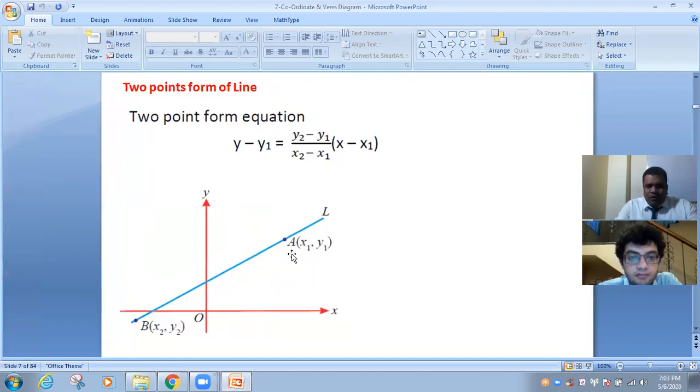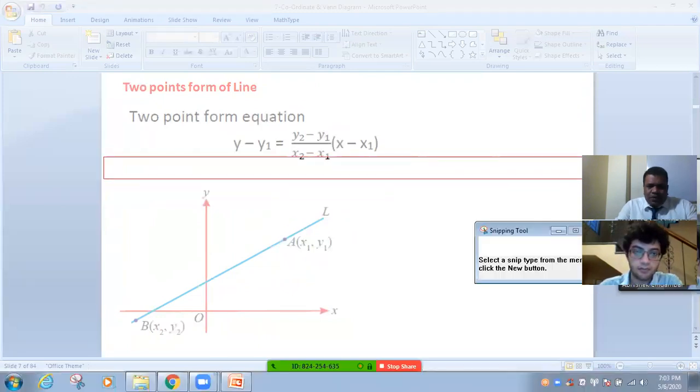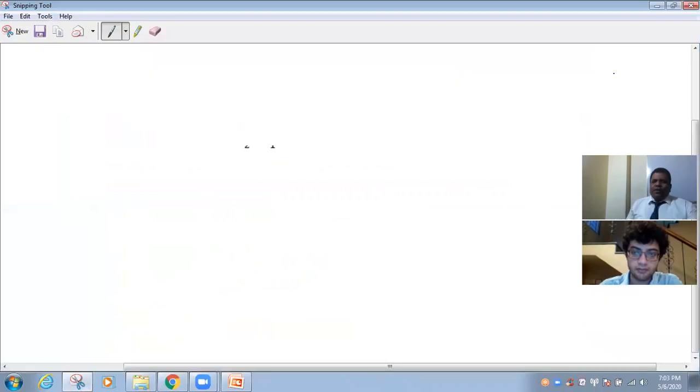Before I go to the next one, I just wanted to test one thing, whatever I discuss. Here I'm going to sketch 4 figures. Your job is to identify whether the slope of the line is positive or negative. Okay, let me take 4 figures.